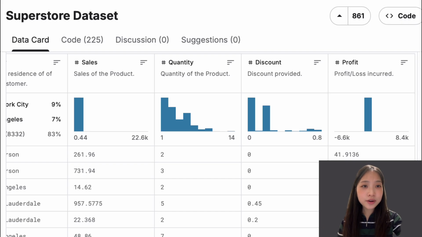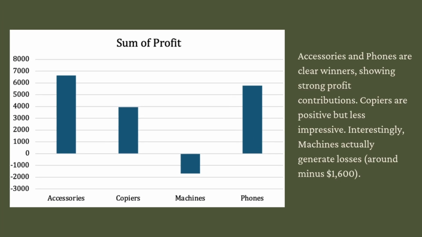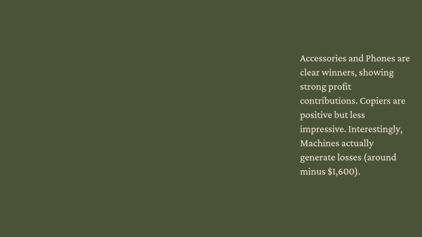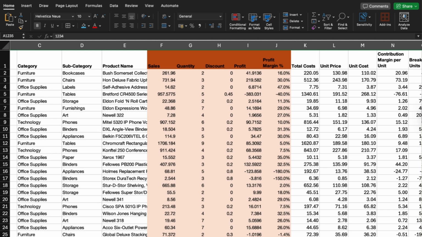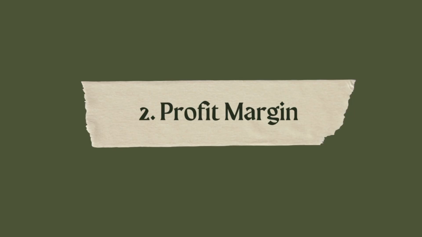The dataset already gave us the profits for every product. You can see here, accessories and phones are clear winners, showing strong profit contributions. Copiers are positive but less impressive. Interestingly, machines actually generate losses of around -$1,600. This immediately highlights where management should take action. For the following analysis, I added calculations in Excel to generate the total costs, profit margin, unit price, and unit cost. Now, let's move to the profit margin.